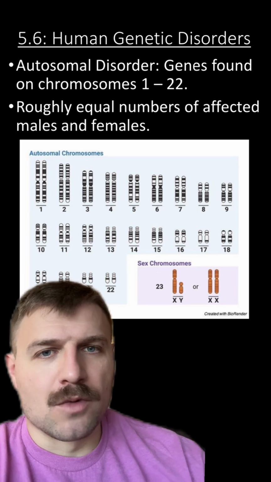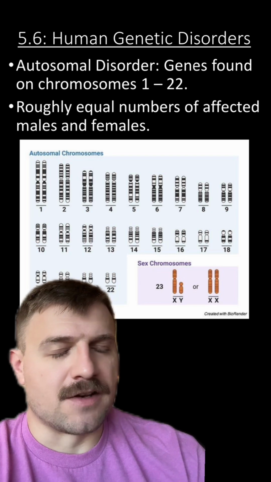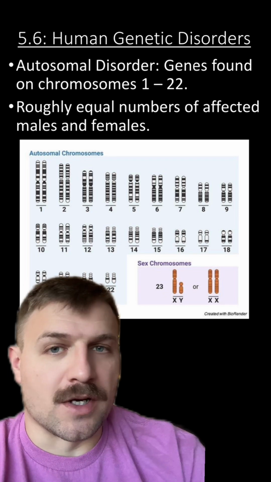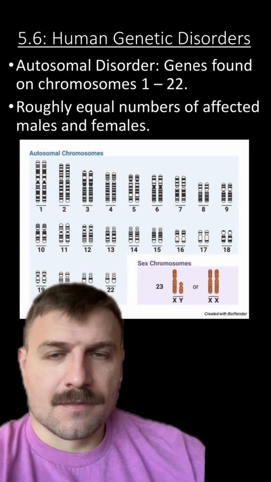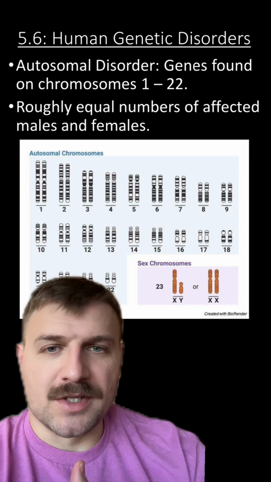Remember that the autosomal chromosomes are going to be chromosomes 1 through 22, and these genes don't determine the sex of an individual. Any disorder that's going to be on those chromosomes 1 through 22 is known as an autosomal disorder. And these disorders are going to roughly occur in even numbers between males and females.